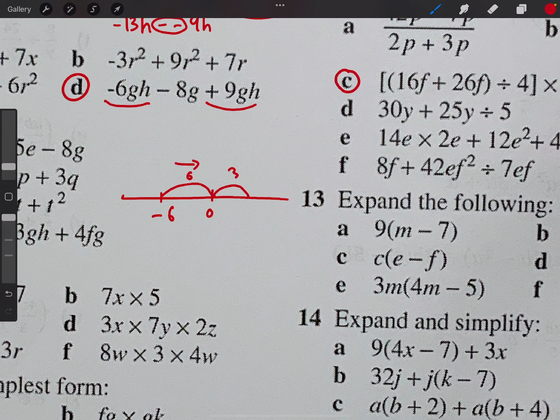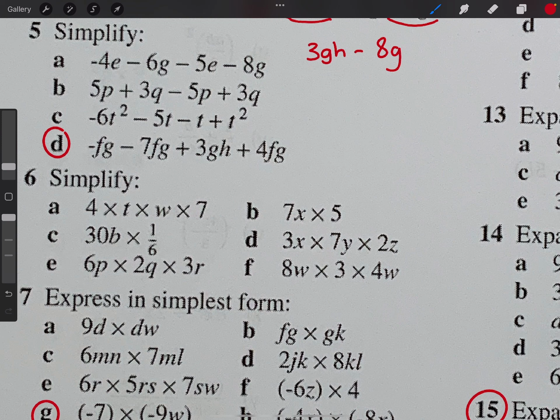Question 5D. Minus fg minus 7fg, so these two are like terms. And this one as well, they're all like terms. So this is minus 1, and then it's minus 7, then plus 4. What's minus 1 minus 7? Minus 1 minus 7 is minus 8. Minus 8 plus 4 is minus 4. So the answer here is minus 4fg.